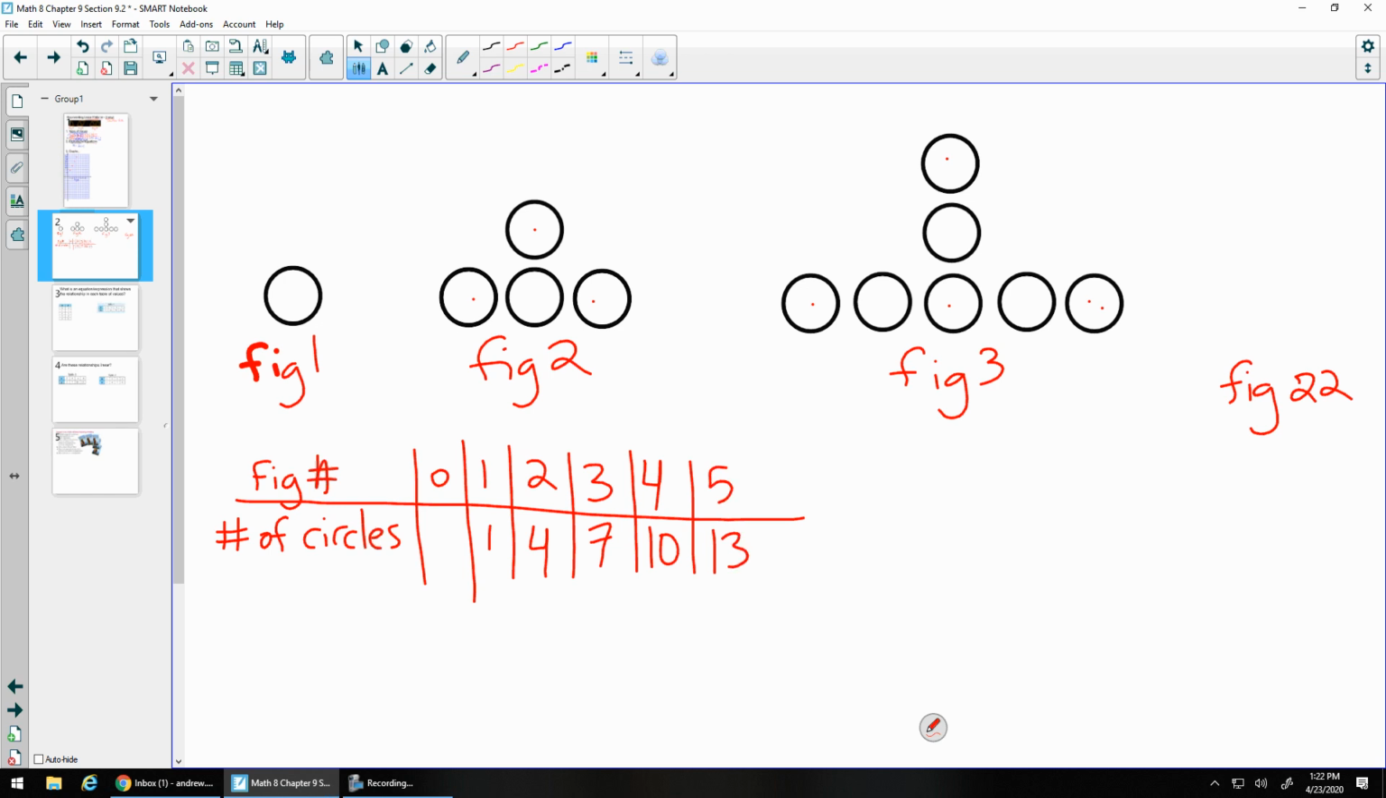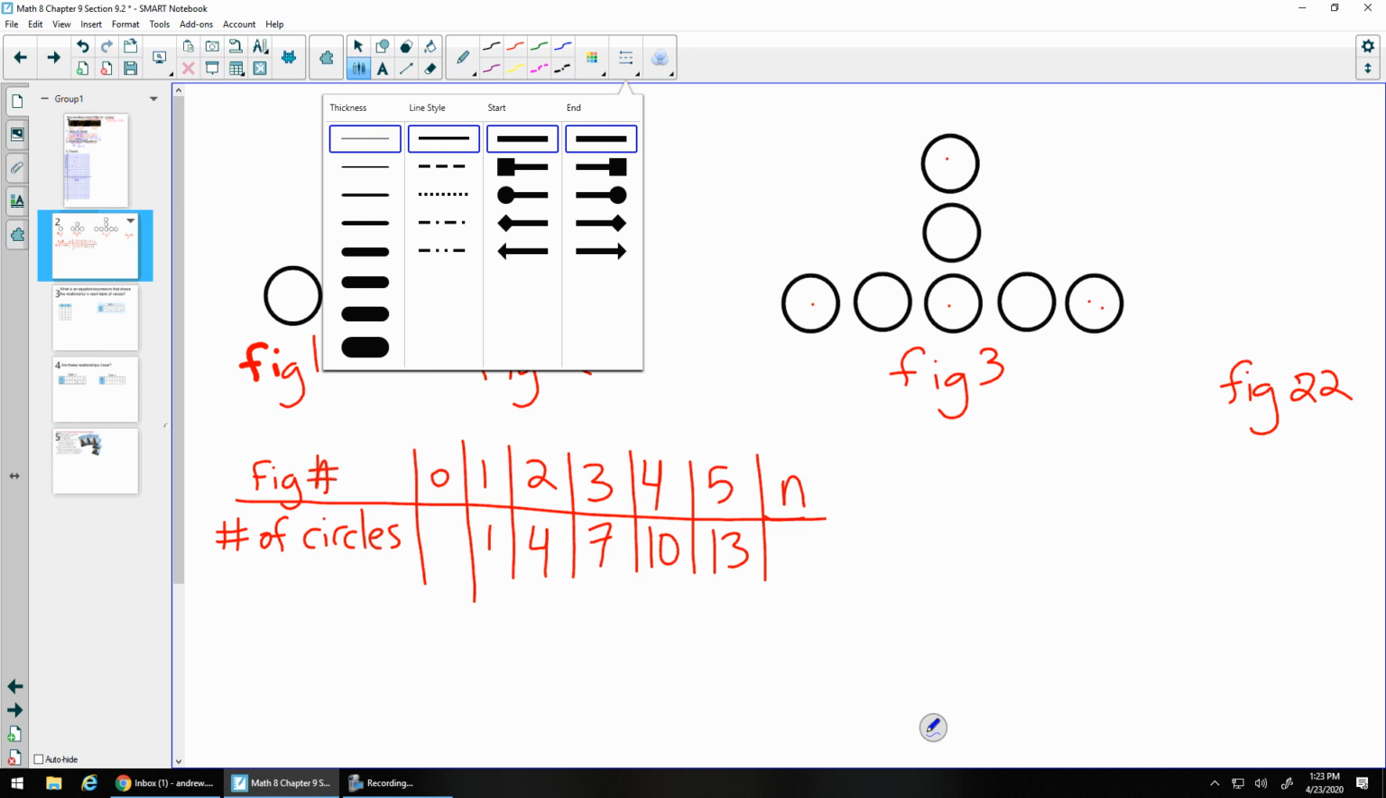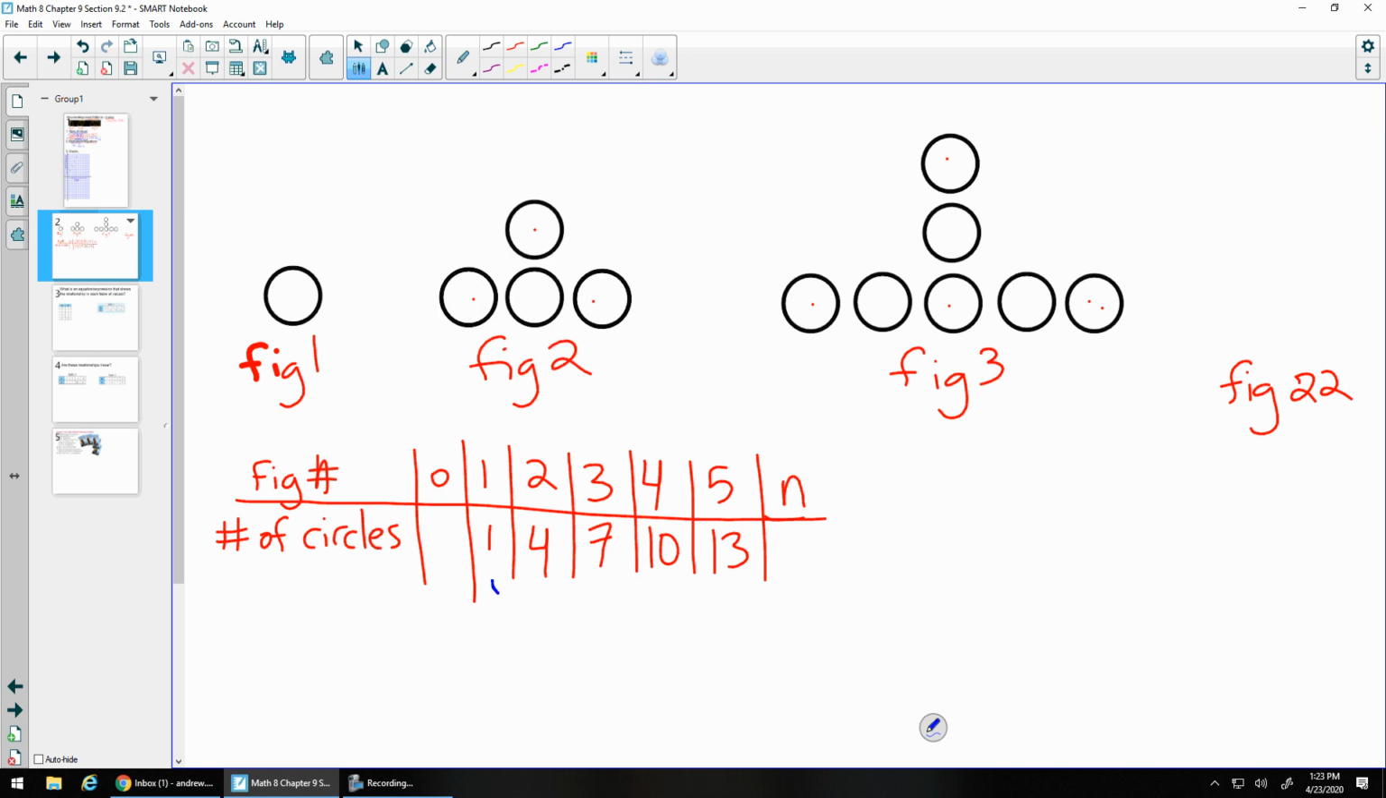But we don't really want to just keep making our table of values really long until we get to figure number 22. So let's say, what if we had n figure number? What do we have to do to figure n to make it equal to the number of circles? Well, the two things we look at: how much is our value going up by for every one figure number?